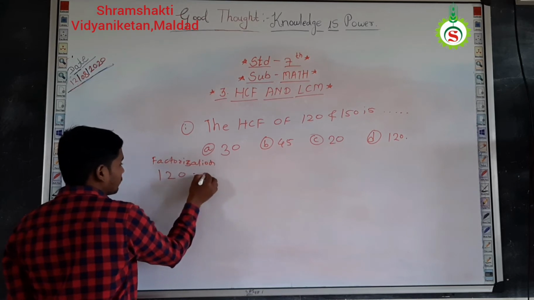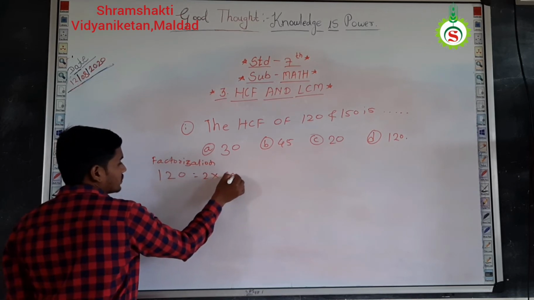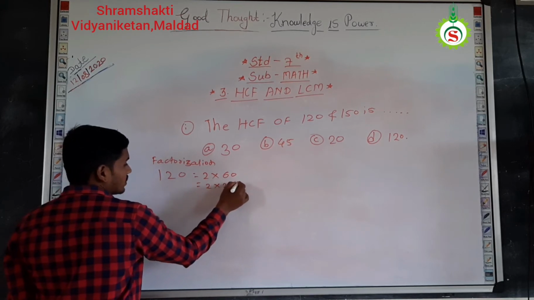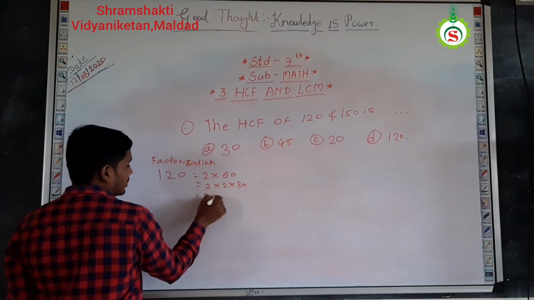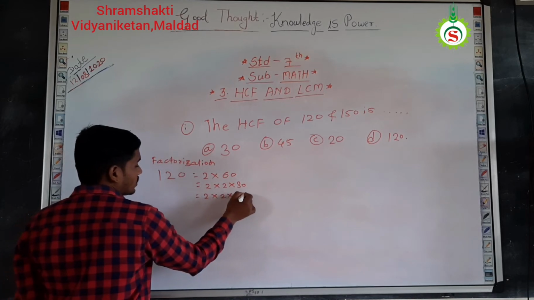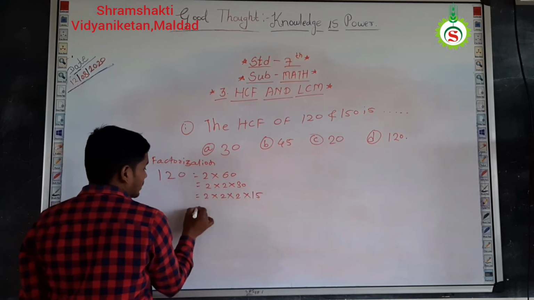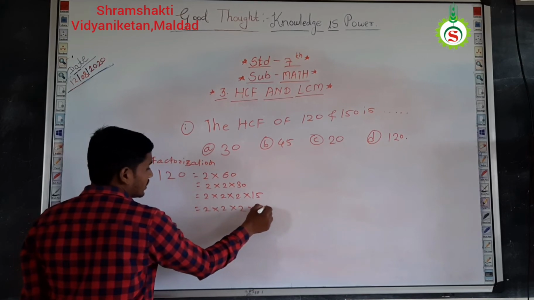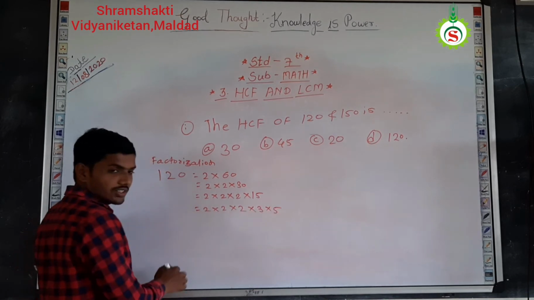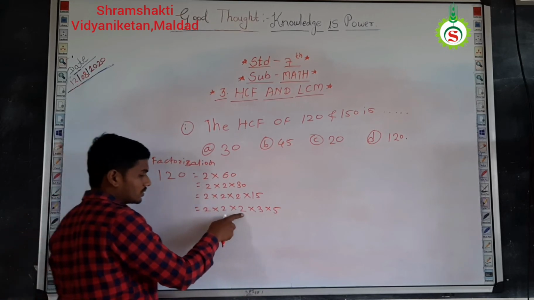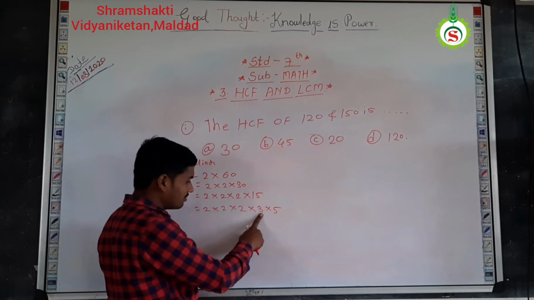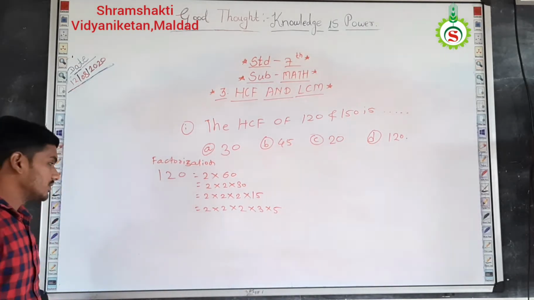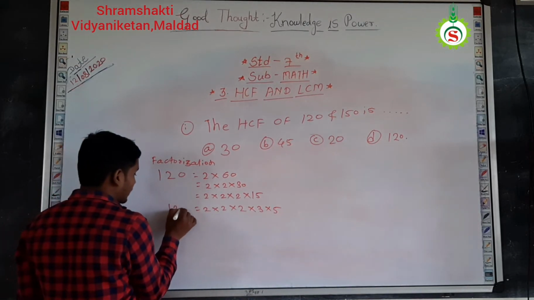So factors of 120: 2 into 60, again 2 into 2 into 30, again 2 into 2 into 2 into 15. Now 2 into 2 into 2 into 3 into 5. So 2 2s are 4, 4 2s are 8, 8 3s are 24, 24 5s are 120. That means my factors are correct.